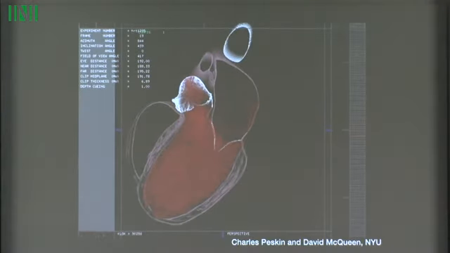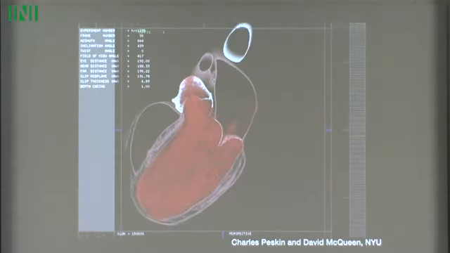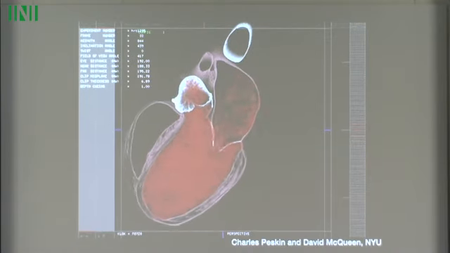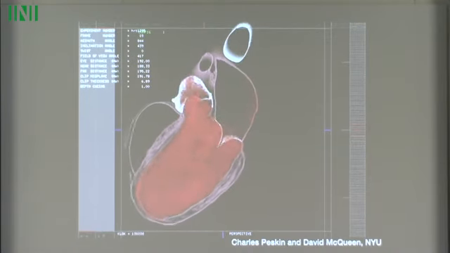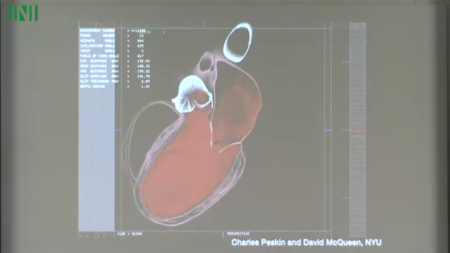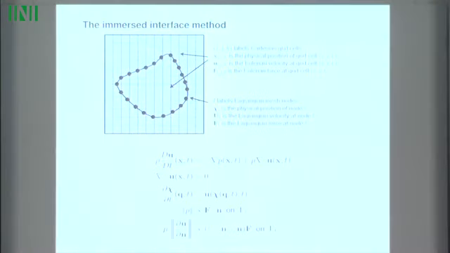So this is an example of a heart model that was constructed by Charlie Peskin and Dave McQueen. This is a heart failure model. So this is a big dilated heart that's not pumping very well. It's a sort of patient-specific model, but it uses essentially exactly this methodology.